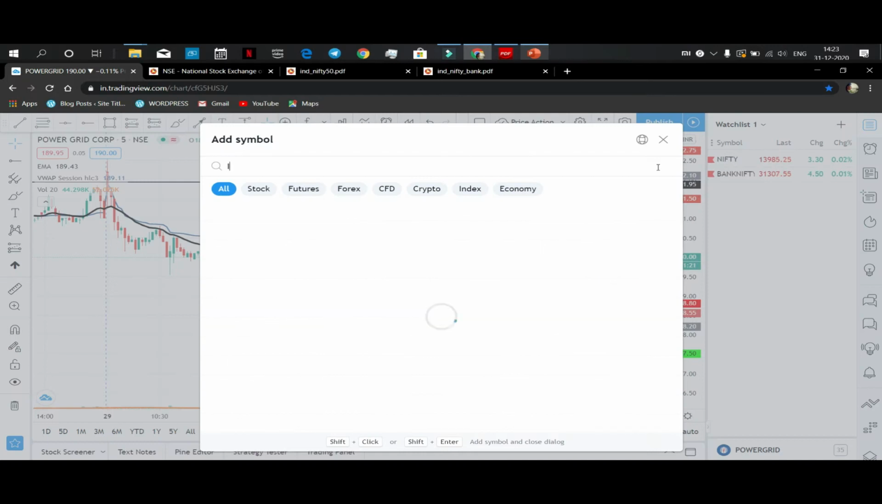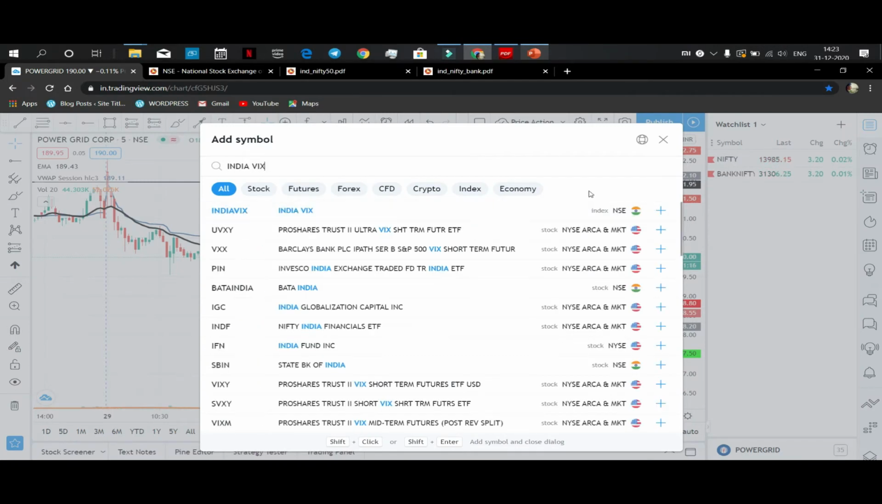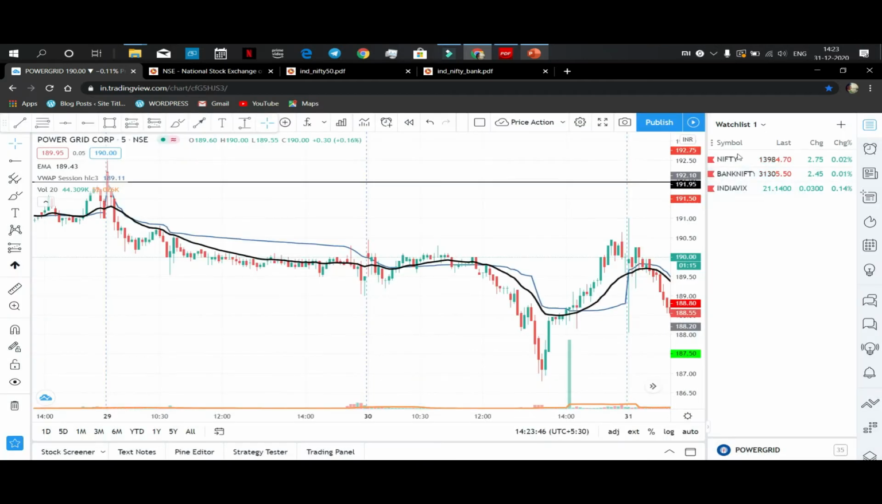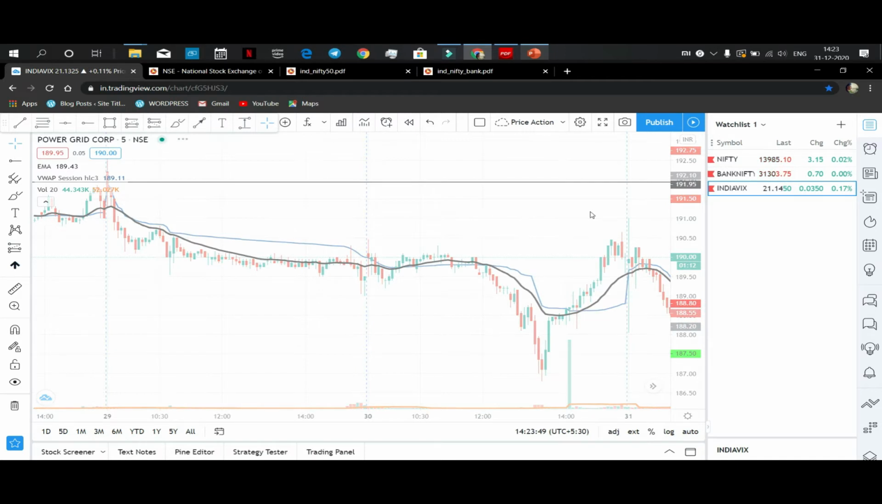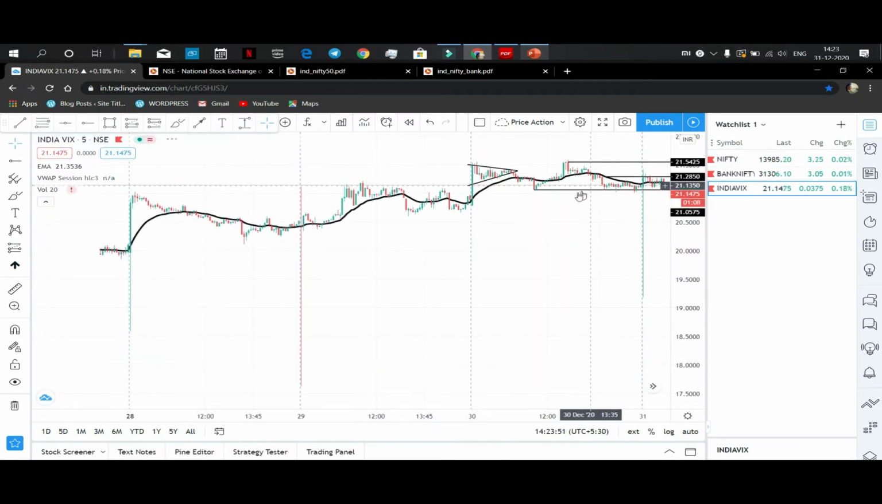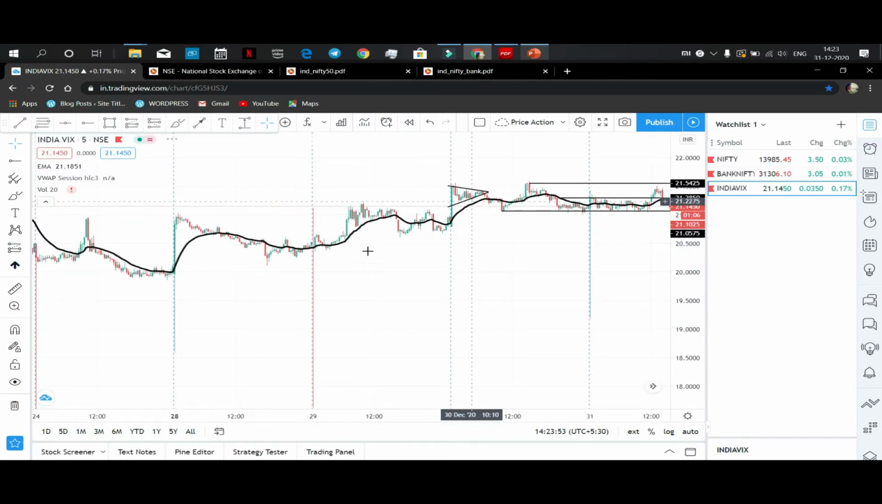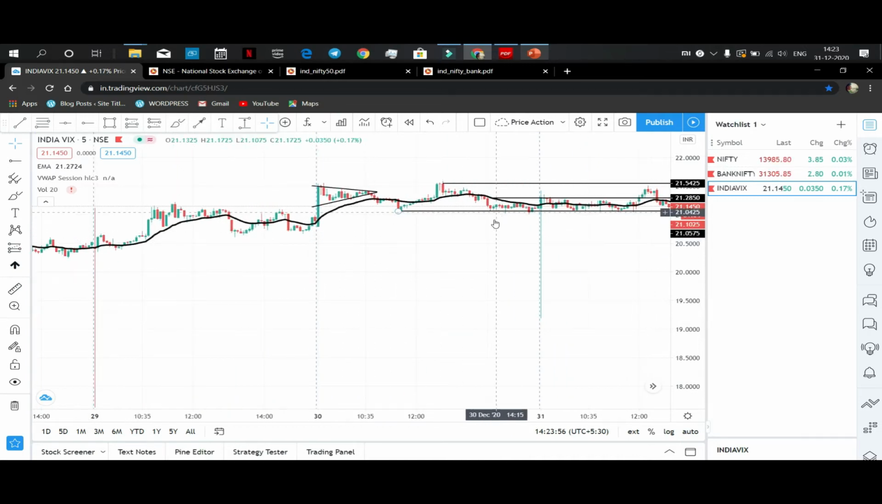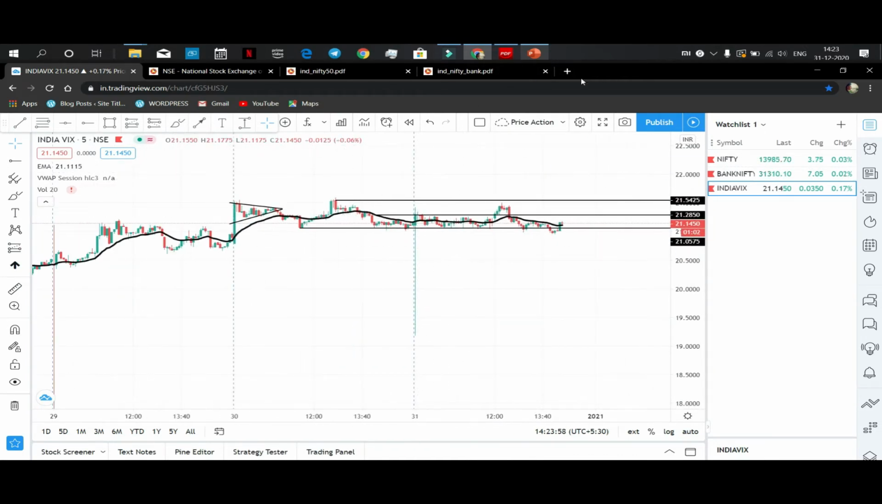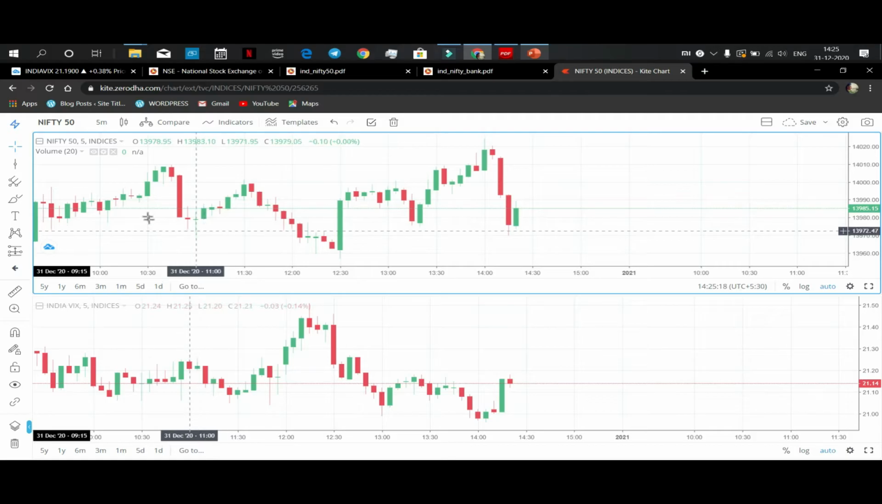Next we'll add India VIX. So what India VIX is that it's a volatility index. It shows you how volatile things are. Now you can't really do technical analysis on India VIX, but I'll show you a cool thing. So here's the cool thing. Whenever the India VIX falls or goes down in value, the stock market usually goes up.